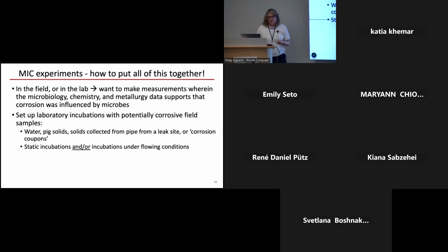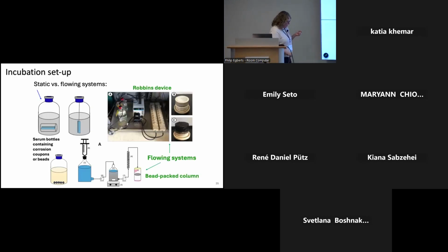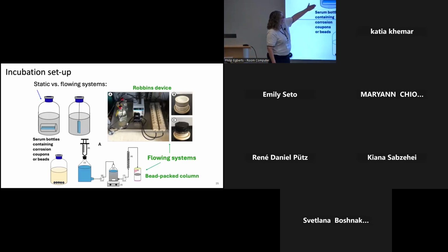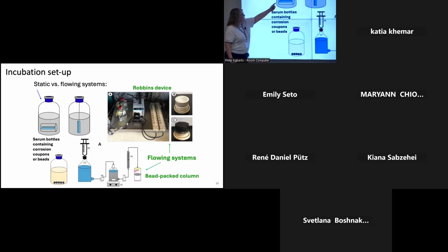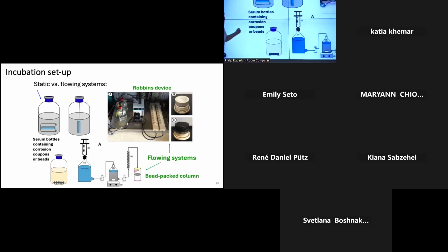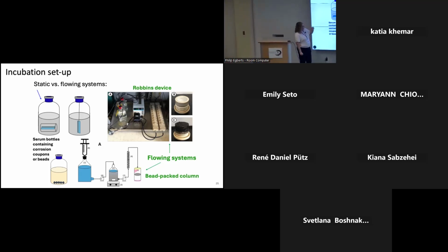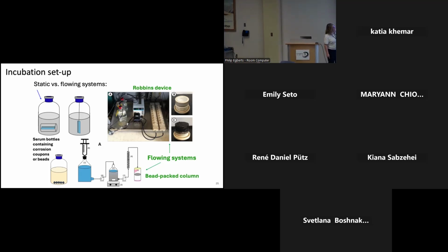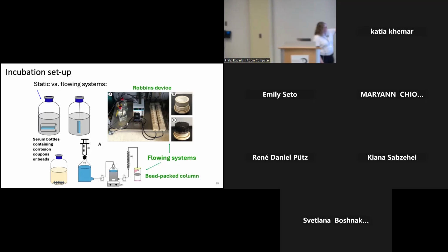And then we can set up different types of incubations under static or flowing conditions. So a lot of times in my lab, we do anaerobic work. So we set up anaerobic bottles that have a corrosion coupon in them, let's say, or some little carbon steel beads, put them in holders. You're going to see a system where we have some dangly coupons. But anyways, we can set up these bottles either statically, or we can have a Robbins device type flow system where we have flowing medium flowing through some corrosion coupons and then monitor them over time.